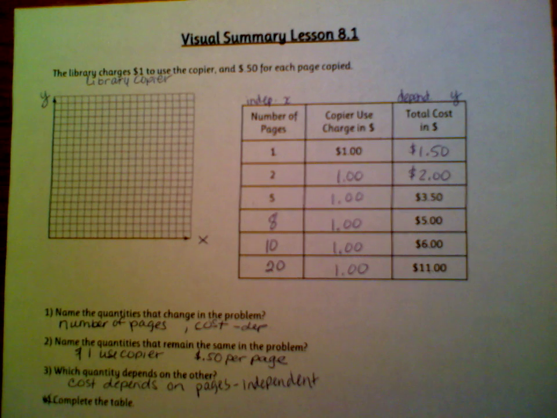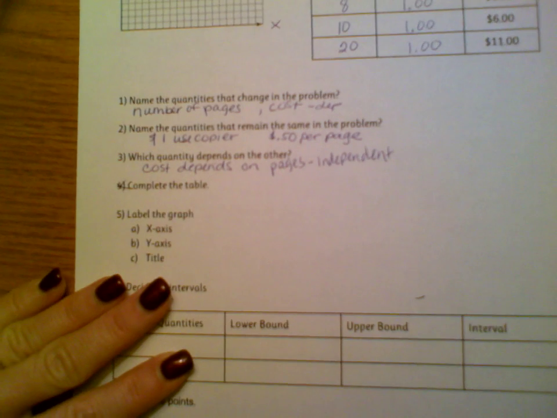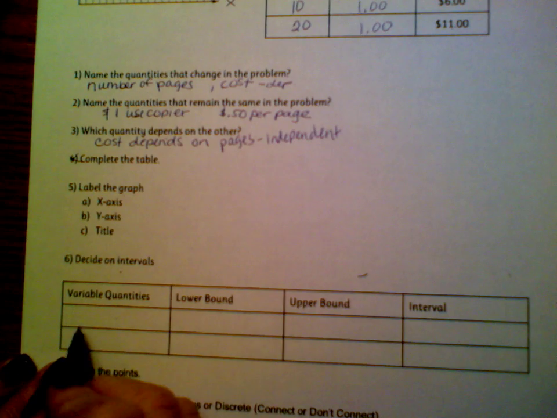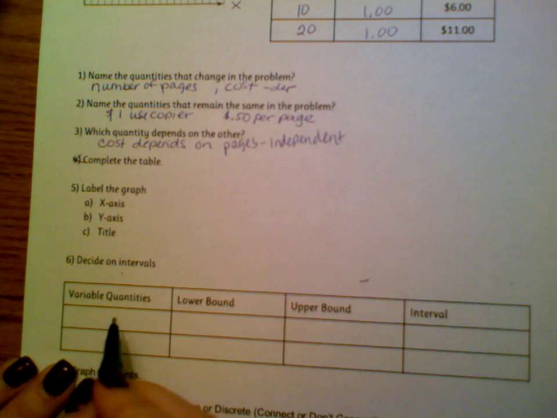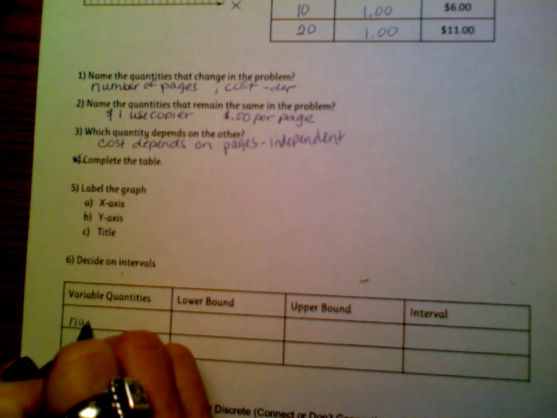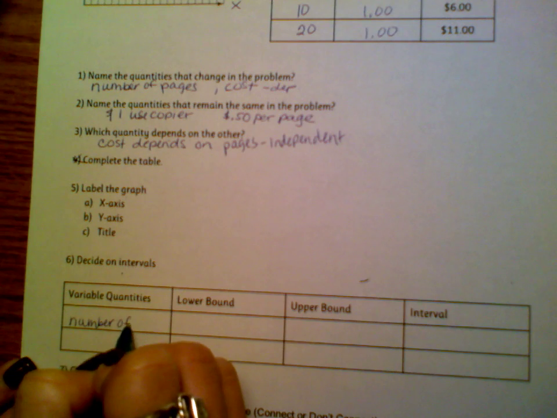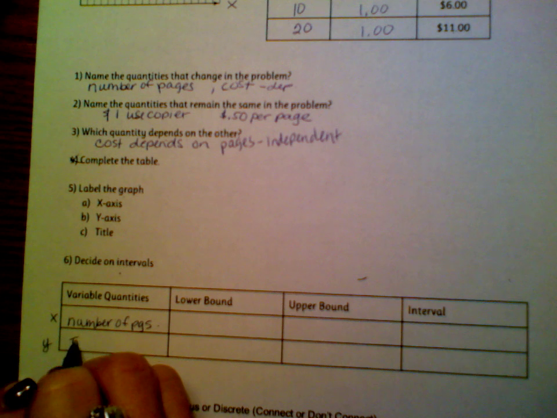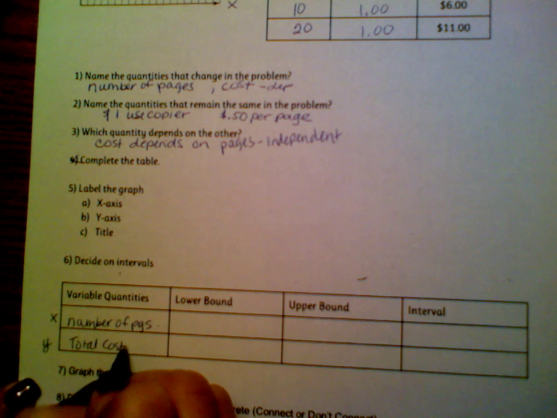Now I need to decide on the intervals. A lot of times they're going to give you a table like this. So it's the 2 variable quantities. These are the 2 things that change. So we have the number of pages. Remember, this is always X in a table. This is Y. So then we have our total cost.